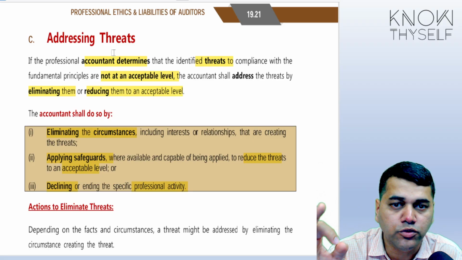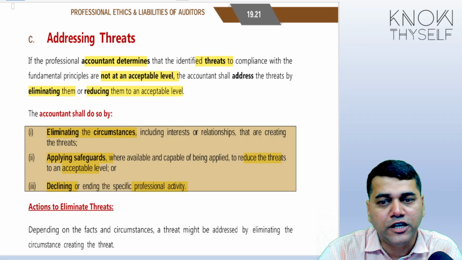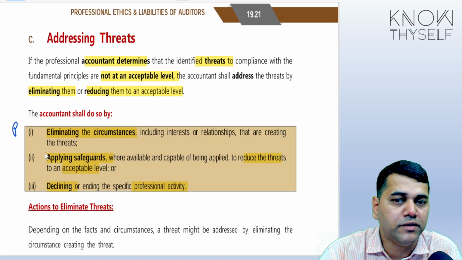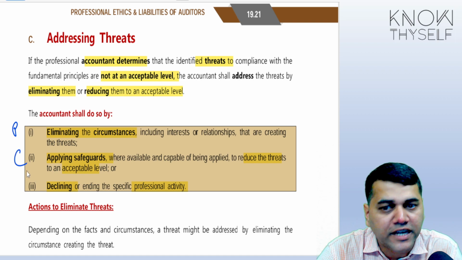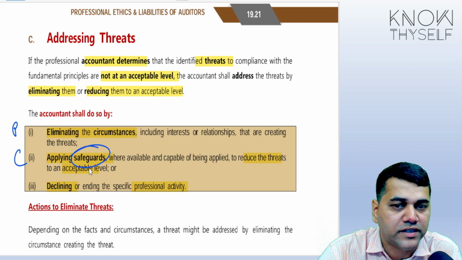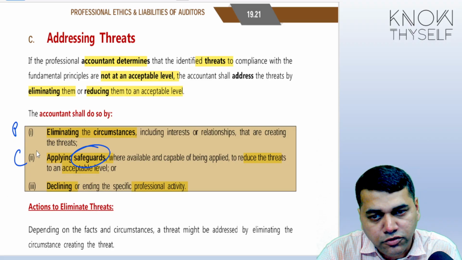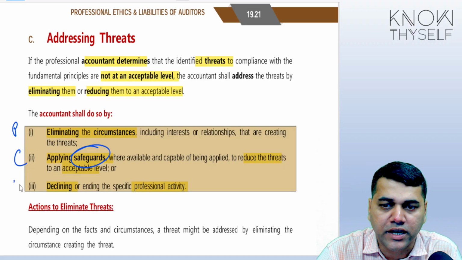Okay, so this is how you can address the threat. First you try to eliminate, prevent. Prevention is better than cure. If you cannot prevent it, then try to cure it. Apply the safeguards, take medicines. If that is also not possible, then just leave it. Okay, decline it.